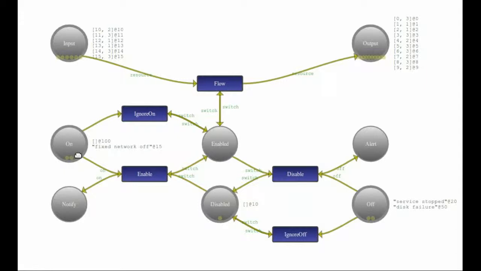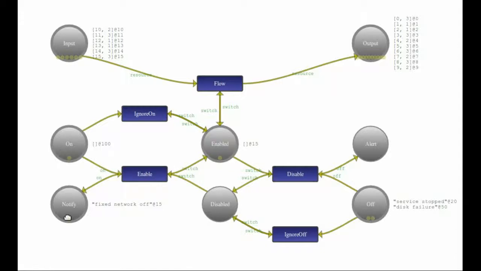So a fixed network token that should occur at time unit 15, which is now, is in the on state. This is going to cause the enabled transition to fire. This token in the disabled state will move to the enabled state and the database will start up again. Let's fire just once. Bang, there we go.